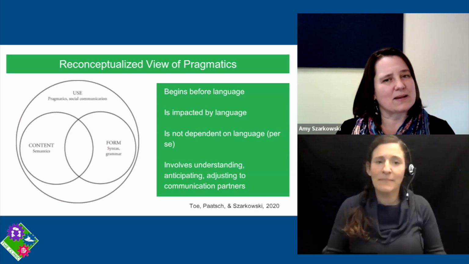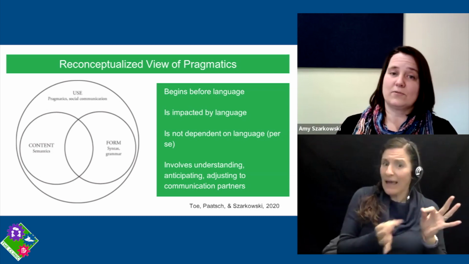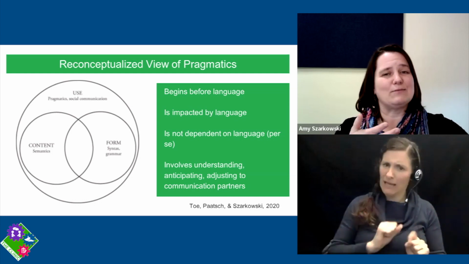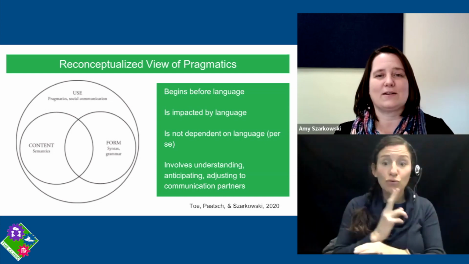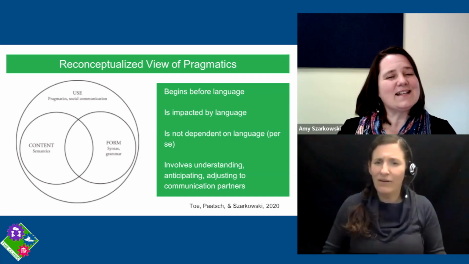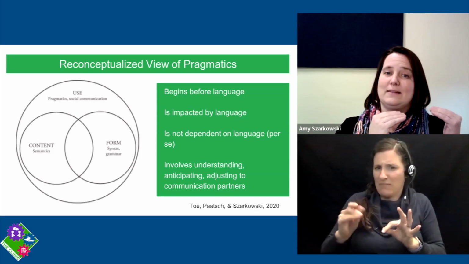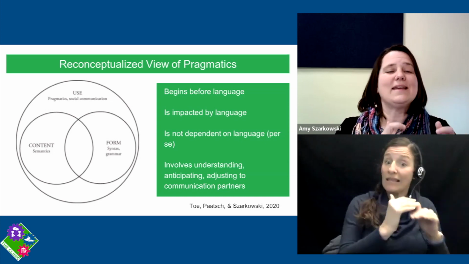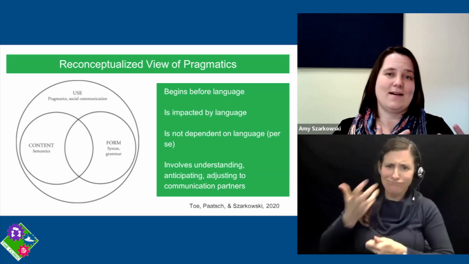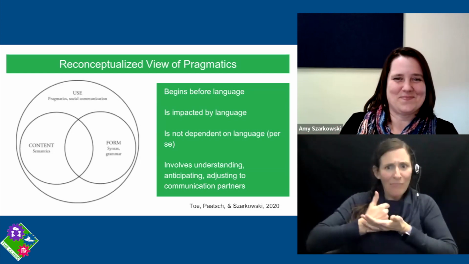Pragmatics is impacted by language. If a child has limited language for a variety of reasons, that can impact their ability to use the language they have to connect with others. However, it's not dependent on language exactly, because there are children who have limited language repertoires and yet are really savvy at using whatever language and communication skills they have to help others understand them.